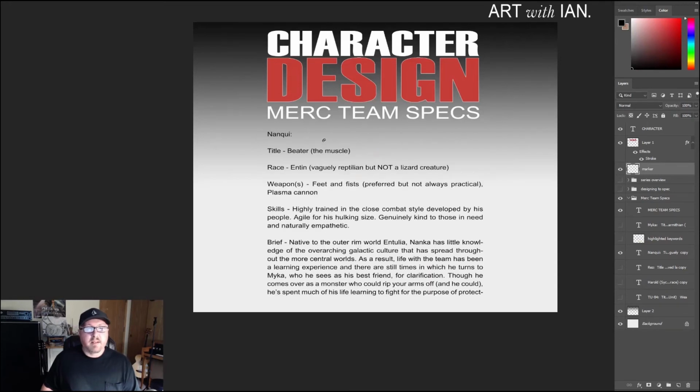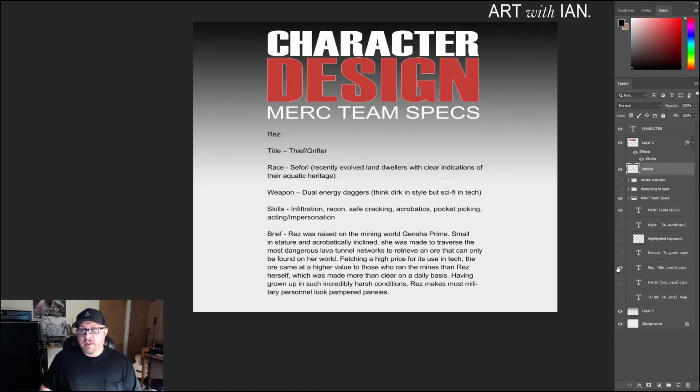Okay, then the next character is the beater in the group. So they're the muscle. Okay, immediately that's telling me they are big, burly, right? They're vaguely reptilian, but not a lizard creature. They put this in all caps. That means they really want to make sure that they don't just get a lizard face. Okay, clearly. Weapons, fist and feet, preferred but not always practical. They have a plasma cannon. Okay, that's cool. And then go through the brief and basically do what we did with the first one.